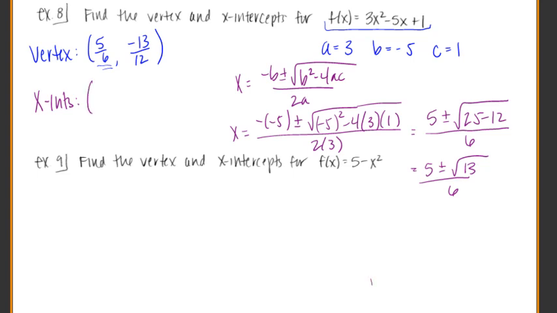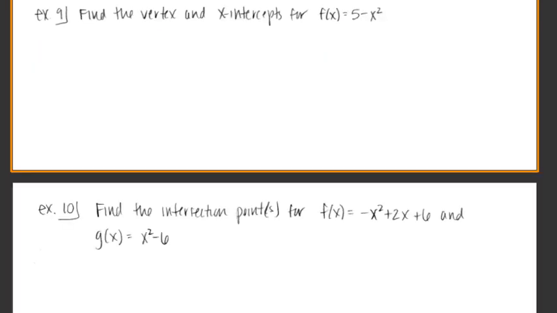So our two x-intercepts are... If I was going to actually graph, I would go through and plug this in my calculator and get the decimal out. But this is pretty good for right now. We're going to write it as 5 plus the square root of 13 over 6, comma 0. And then 5 minus the square root of 13 over 6, comma 0. So the whole goal with that was just to realize also with your quadratic, in order to find the x-intercepts, you use the quadratic equation. All right, let's go to example number 9.